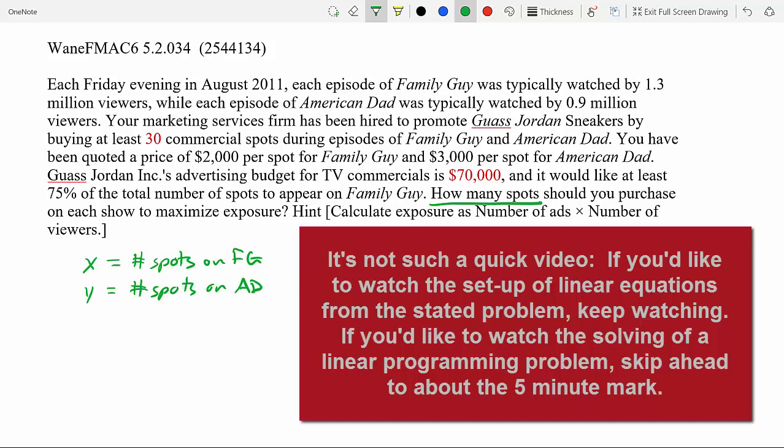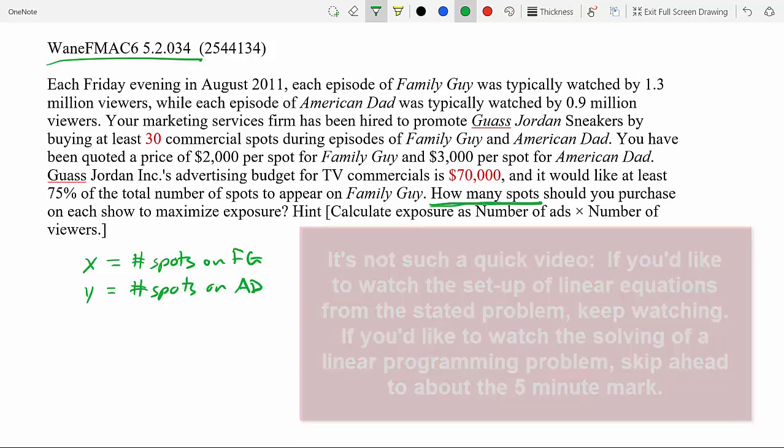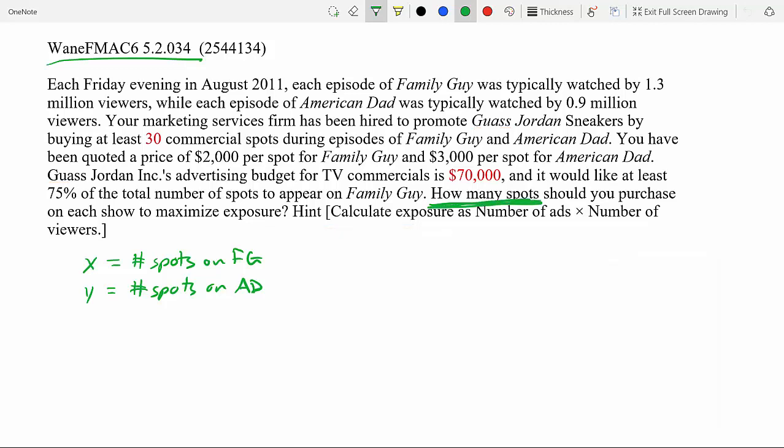Quick video on a problem from WebAssign. First thing we need to do, it's a word problem. Anytime you've got a word problem, you have to come up with your own variables. It's always helpful to look at what we're being asked for. In this case, we're being asked for how many spots to purchase in each show to maximize exposure.